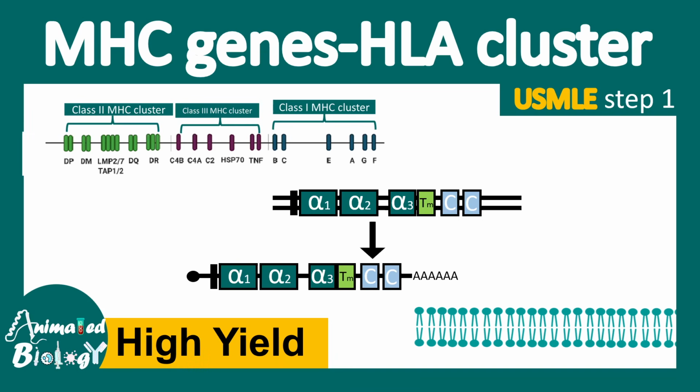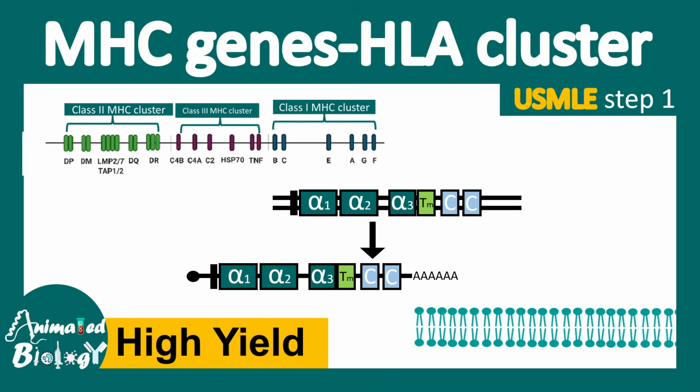Now it's also important to note that class 1 MHC has one long chain and one short chain, and beta 2 microglobulin is also there. And in case of class 2 MHC, there are two equal length chains, alpha and beta. So basically these chains are actually encoded by specific genes.